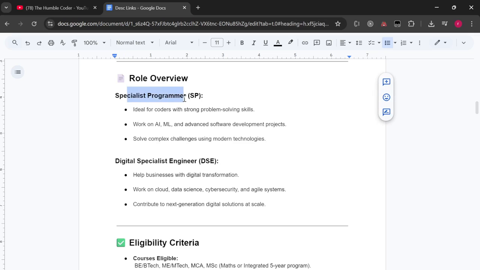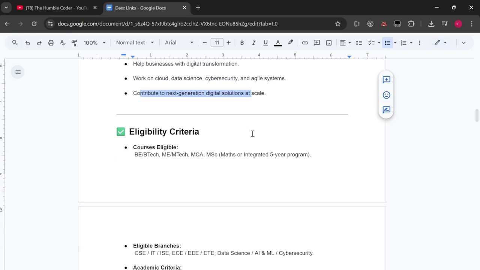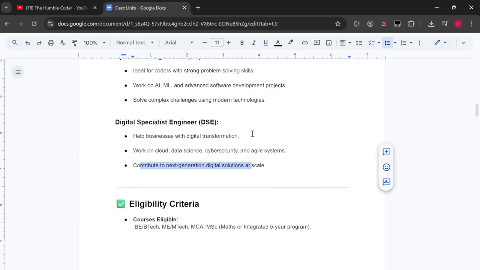So for SP or specialist programmer, it is mentioned that it is ideal for coders with strong problem solving skills, work on AI, machine learning and advanced software development projects. You need to solve complex challenges using modern techniques. Talking about digital specialist engineer, which is DSE, you need to help businesses with digital transformation in this role. Work on cloud, data science, cybersecurity and agile systems. Contribute to next generation digital solutions at scale. So we have seen the job description for both the roles.